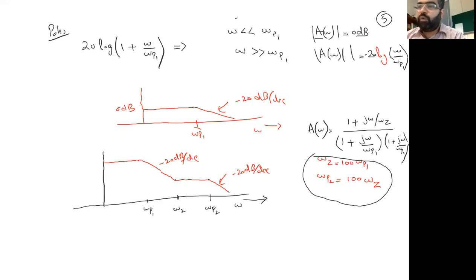In case of a pole, it will be negative. In case of a zero, it will be positive. So let's talk about the phase, which is something we didn't see before. So the phase, as I just mentioned, we can write A of omega.